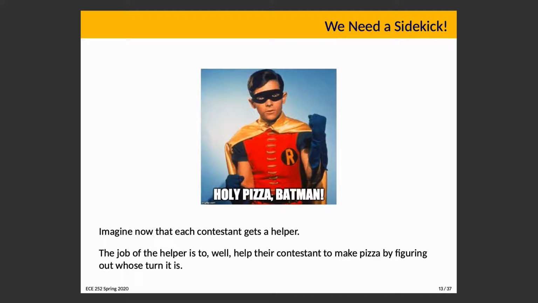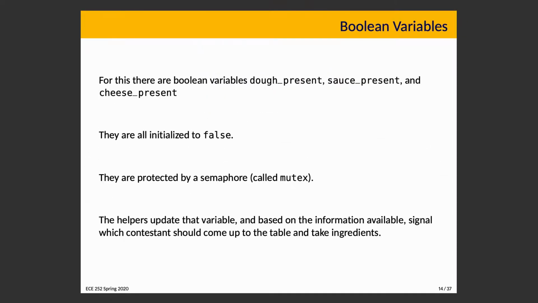So now every contestant has a sidekick, and they get a helper. And the job of every helper is to more or less help the contestant to make pizza by figuring out whose turn it is. Effectively, helpers will try to tell the contestants if it's their turn based on what they know about the system. So that's actually fairly complicated, but we'll explain a bit of the setup.